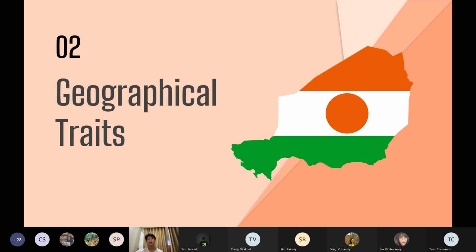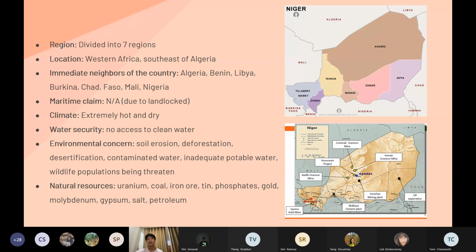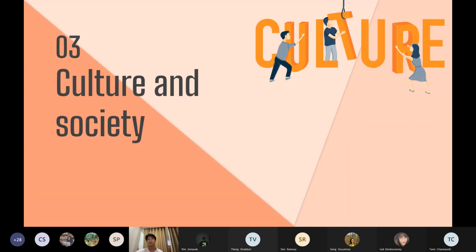Moving to the next part, geographical traits. Niger is divided into 7 regions and located in Western Africa. As you can see in the picture, the neighbors are Algeria, Benin, Libya, Burkina Faso, Chad, Mali, and Nigeria. Niger is a landlocked country and the climate is extremely hot and dry. As you can see in the picture below, the natural resources include uranium, salt, petroleum, coal, and so on.